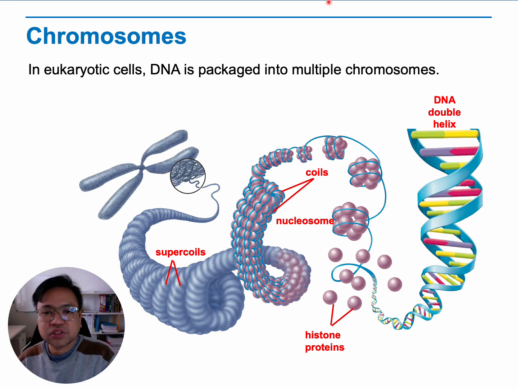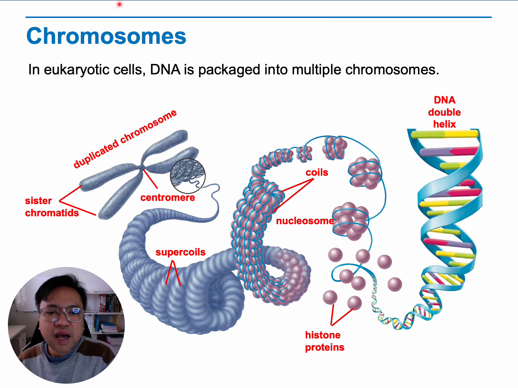compact structure. At the highest level of organization, we will see the duplicated chromosomes, which consist of two identical sister chromatids held together at a central region called the centromere. This structure ensures that DNA is properly distributed during cell division.